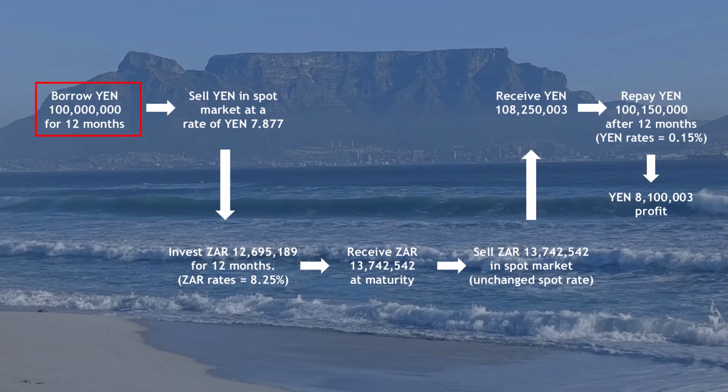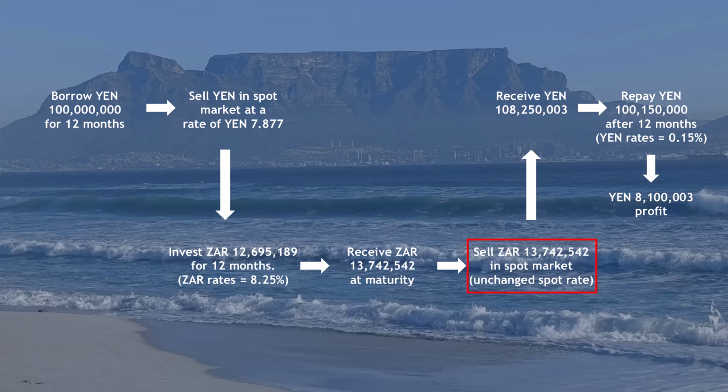An investor borrows 100 million yen for 12 months at a cost of 15 basis points per annum. Total borrowing cost is therefore 150,000 yen payable at maturity. The investor sells the 100 million yen in the spot market and receives the South African rand equivalent, 12,695,189. These rands are placed on deposit for 12 months to earn 8.25%, which gives us interest of 1,047,353 rand. Upon the maturity of the South African rand deposit, the process is reversed.